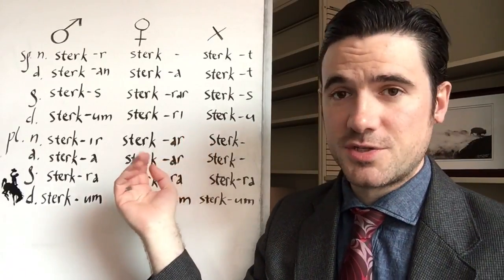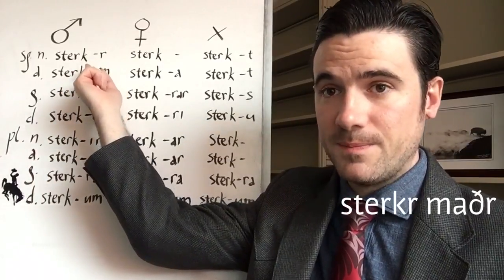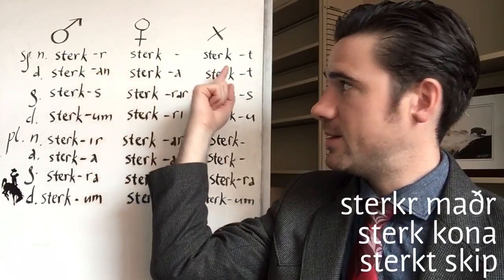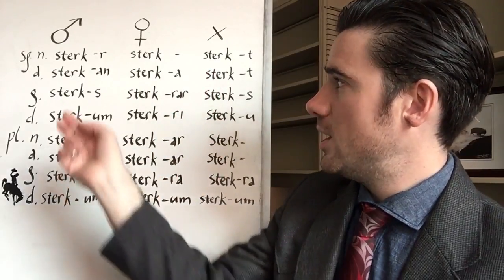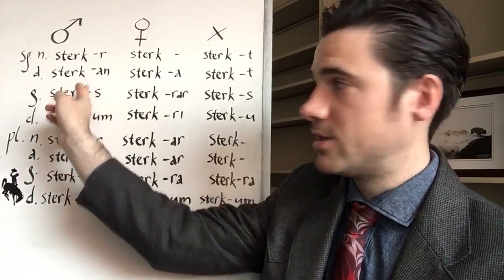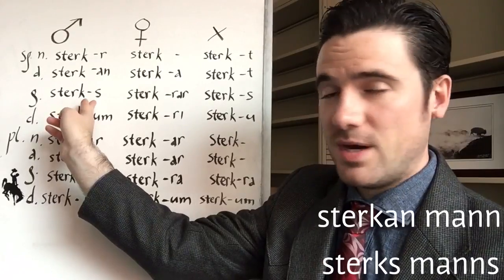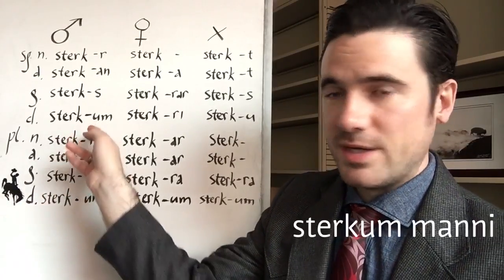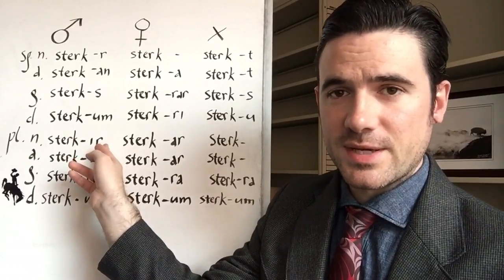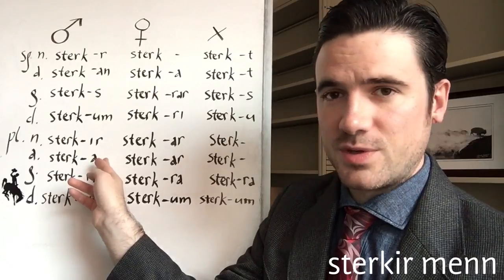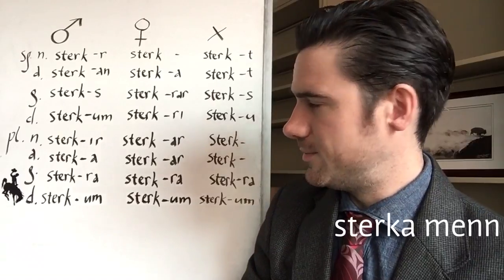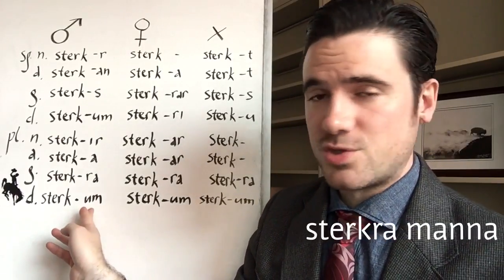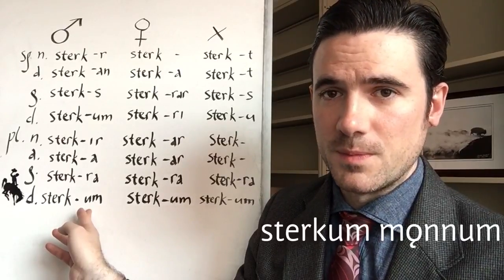So, for instance, if a strong man is here, I would say sterkr maðr. A strong woman is here, sterk kona. A strong ship, sterkt skip. I'm changing it each time to agree with the gender of the noun that it's referring to. Similarly, I saw a strong man, sterkan mann, accusative. This is a strong man's sword, sterks manns sverð. I gave a strong man an attack, sterkum manni, dative. Strong men fight, sterkir menn, nominative plural. I fought strong men, sterka menn, accusative plural. This is a strong men's game, sterkra manna, genitive plural. I gave strong men an attack, sterkum mönnum, dative plural.